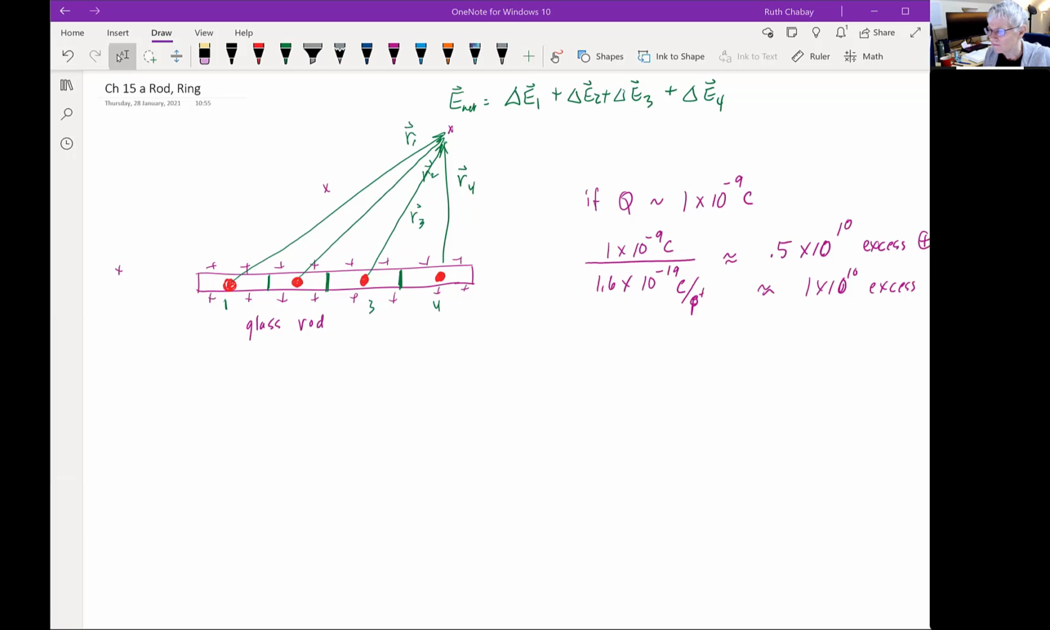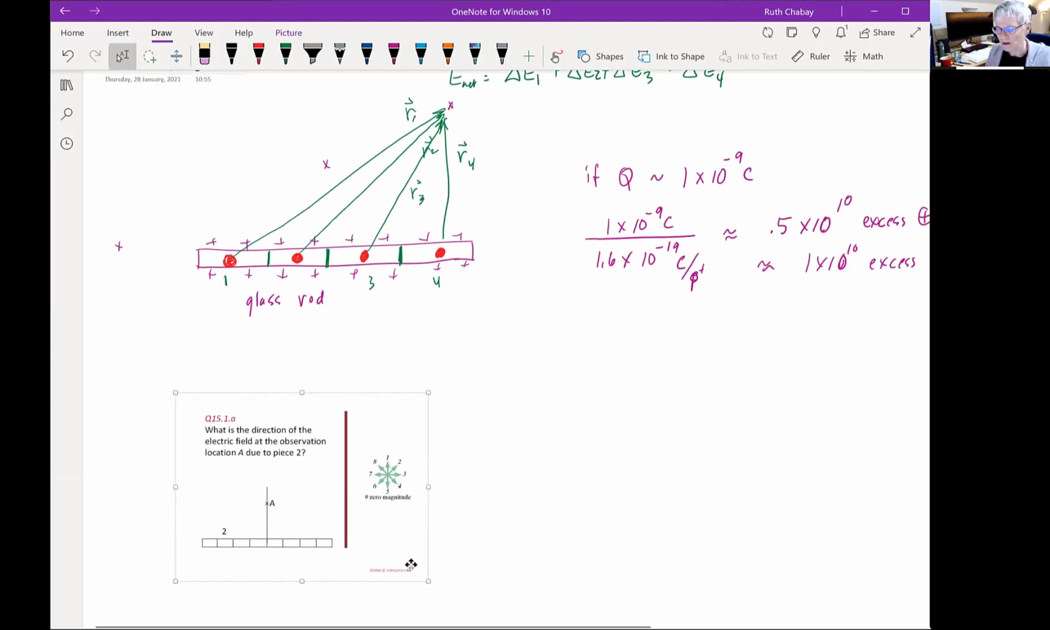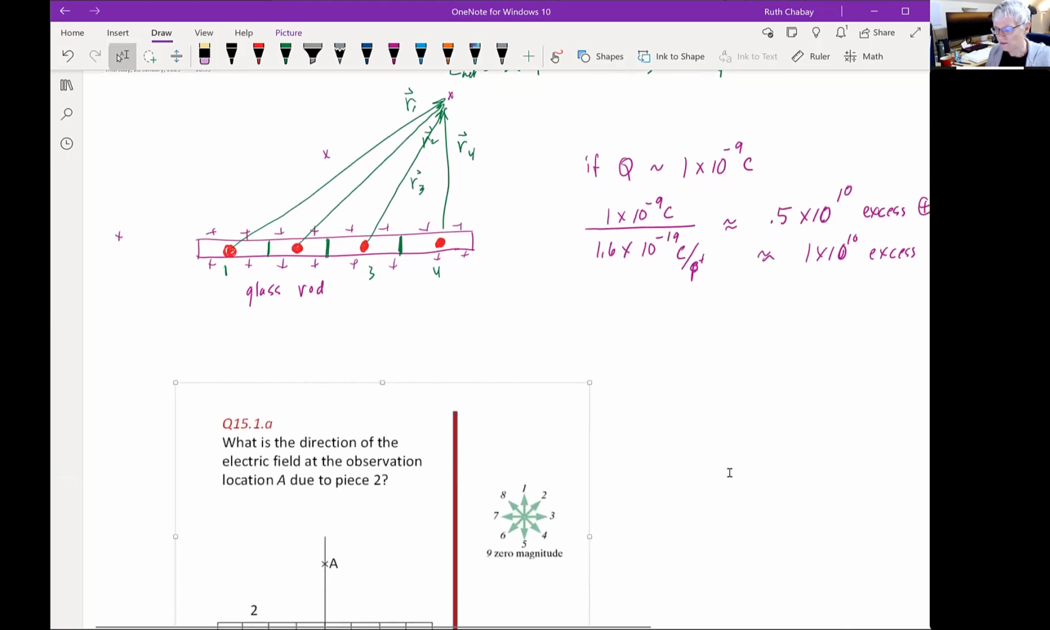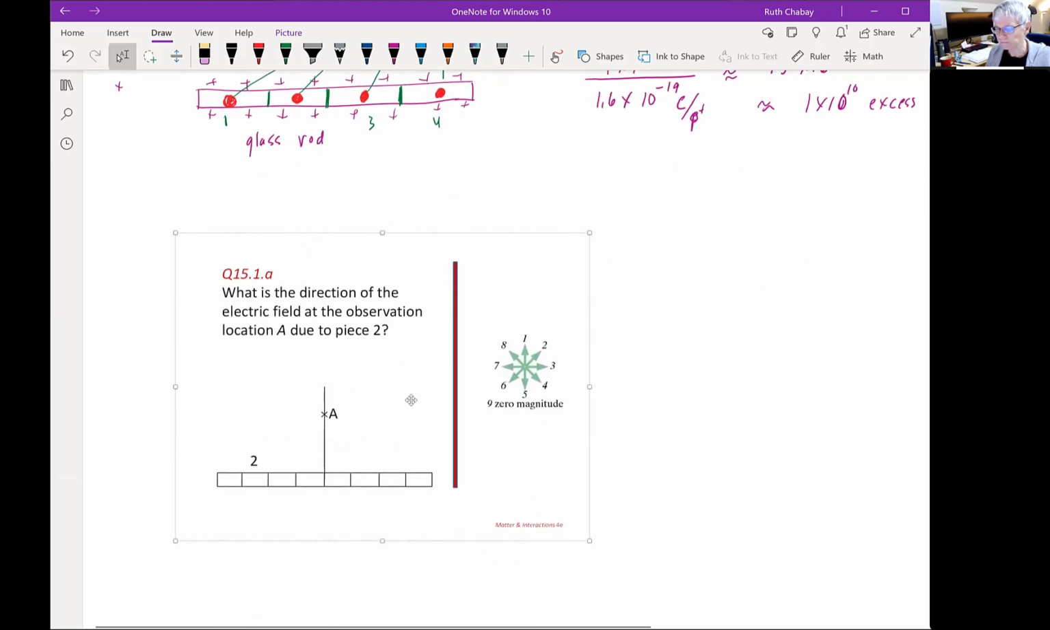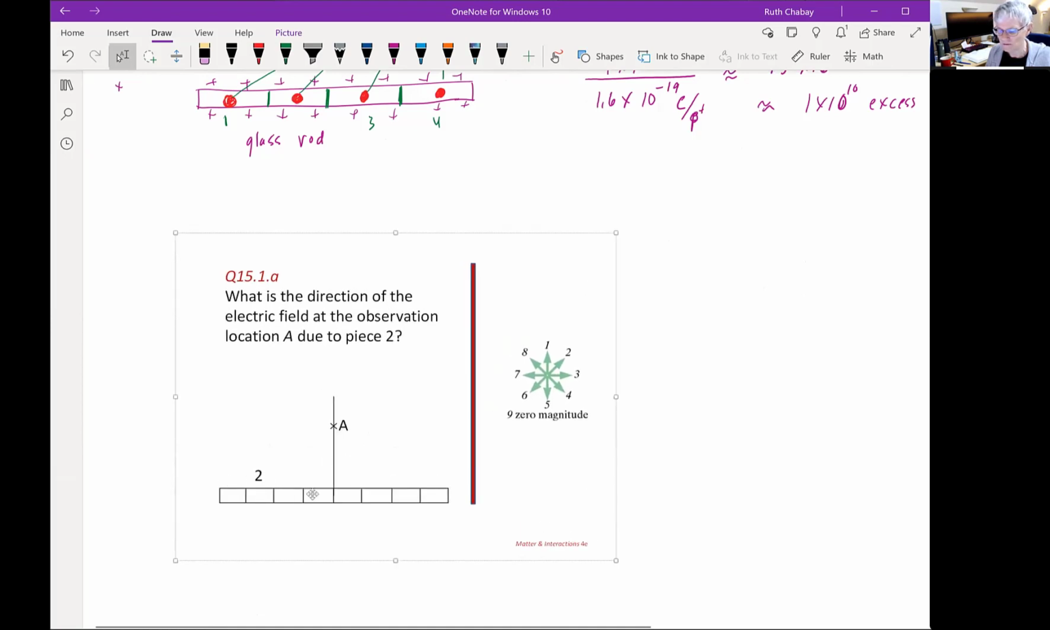Now one of the situations where it makes sense to use calculus is a situation where there's a lot of symmetry. So here, for example, we have a charged rod that's been divided into 8 pieces, apparently. And we picked an observation location that's along what's called the midline.